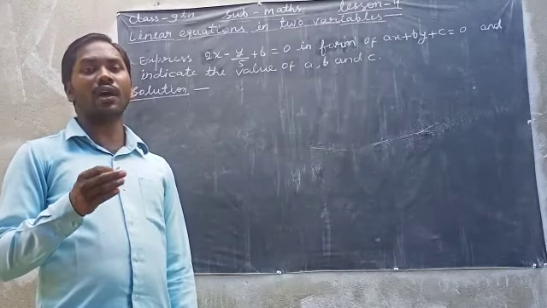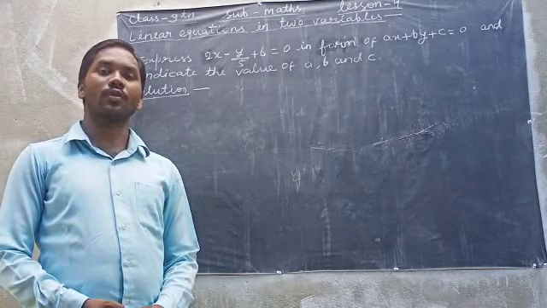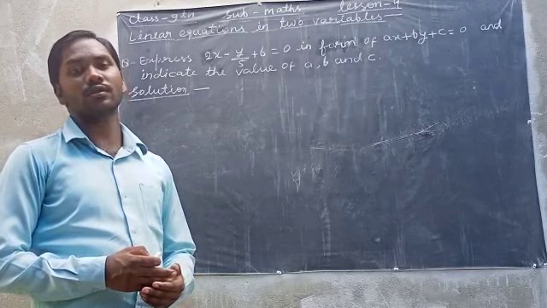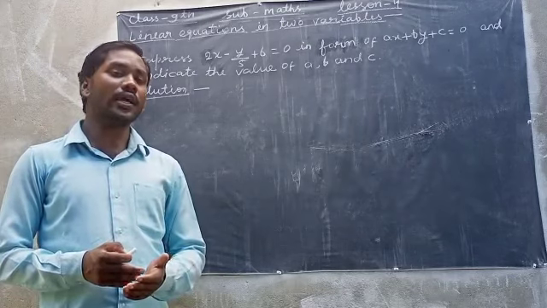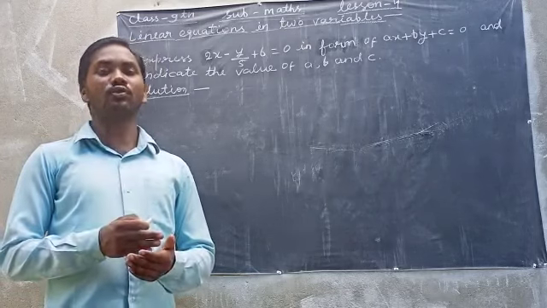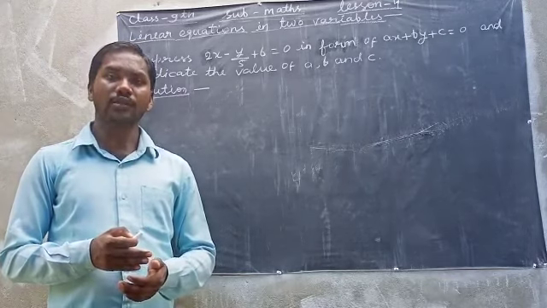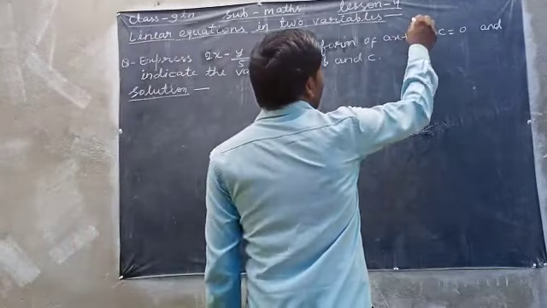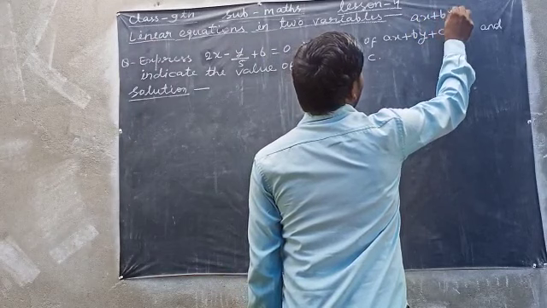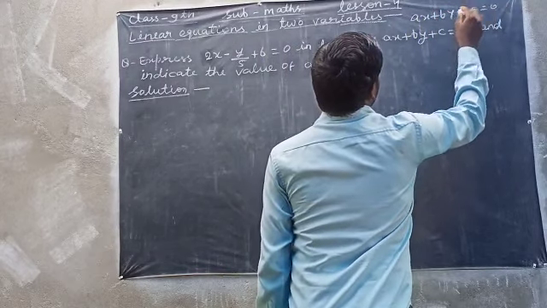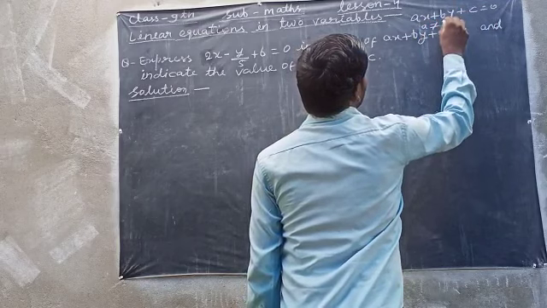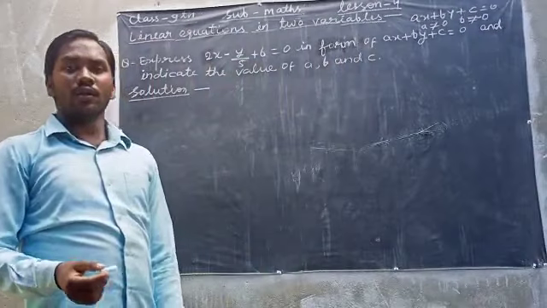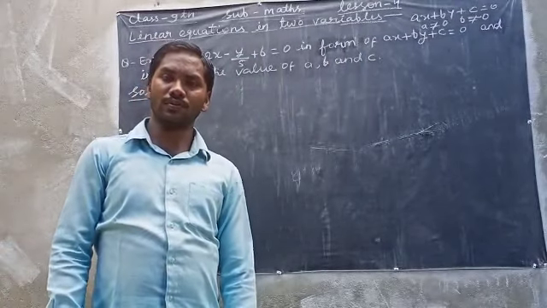ax plus by plus c is equal to 0, where a, b and c are real numbers and a and b should be not equal to 0, that is a linear equation in two variables. So that is ax plus by plus c is equal to 0, and a not equal to 0 and b not equal to 0. So that will be a linear equation in two variables.